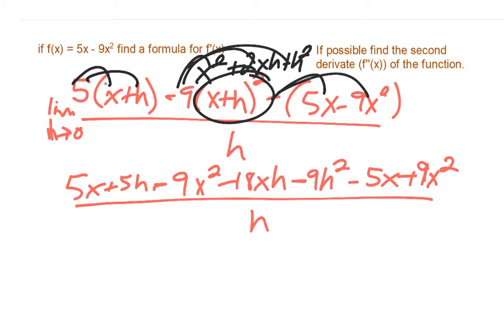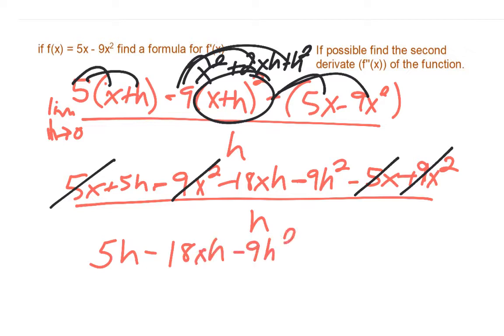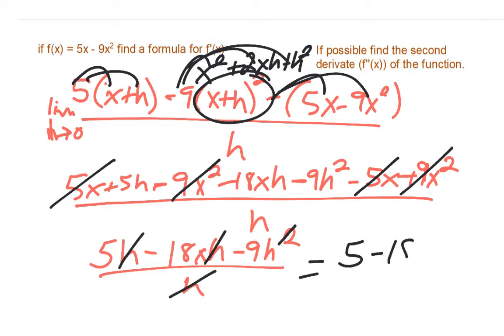All right, now let's see what cancels out. Hopefully a couple terms. And they did. They should always have some terms cancel out. If you don't, you've done something wrong. So this is 5h minus 18xh minus 9h squared all over h. Because at this point there should be an h in each term. And this becomes 5 minus 18x minus 9h.